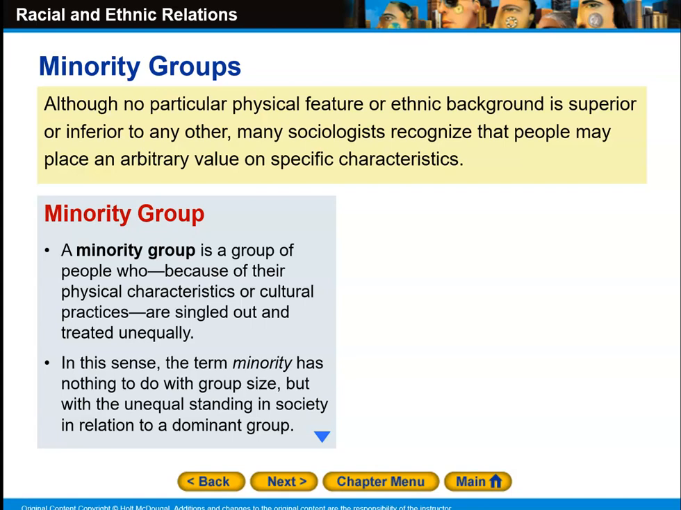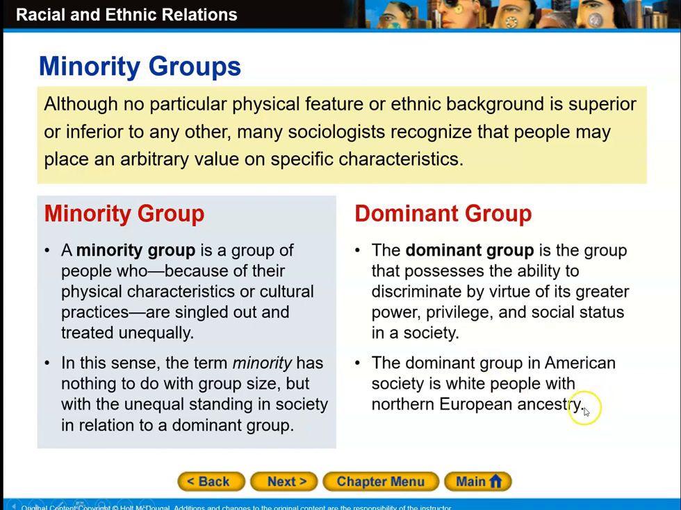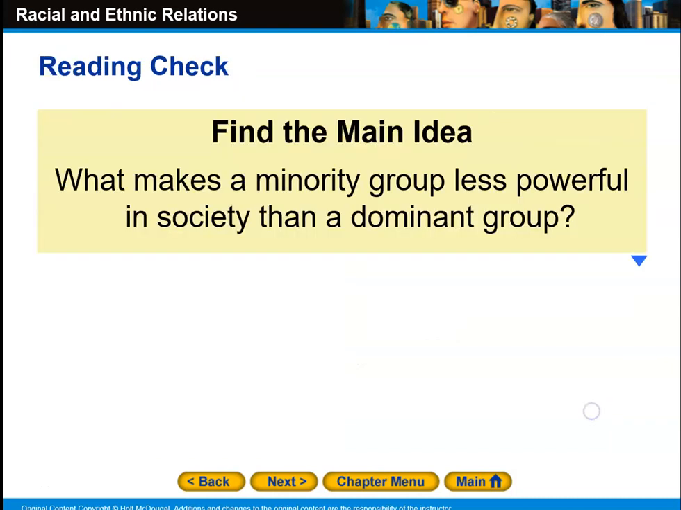In the United States, white males are considered the dominant group, so white women are still considered a minority, even though they are larger in number, because they have less cultural influence. The dominant group is the group that possesses the ability to discriminate by virtue of its greater power and privilege and social status in society. Here again, in the United States, the dominant group is white people of Northern European ancestry.